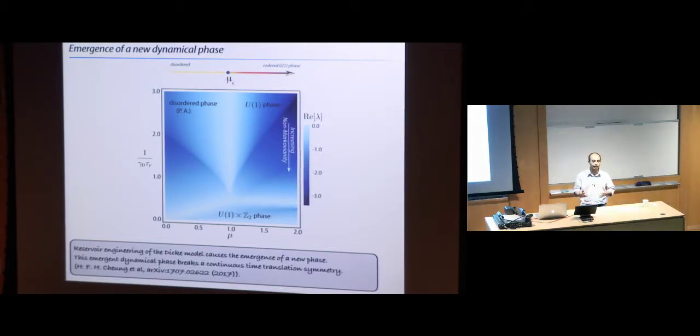By the way, I don't really like the term time crystal, but I'll use it just because it has become part of the jargon. Saying a spontaneous breaking of time translation symmetry just becomes very, very burdensome after a while. So I'm just going to call it a time crystal. But this time crystal is arising not because of disorder or many-body localization, but because of this imposition of a new kind of reservoir.